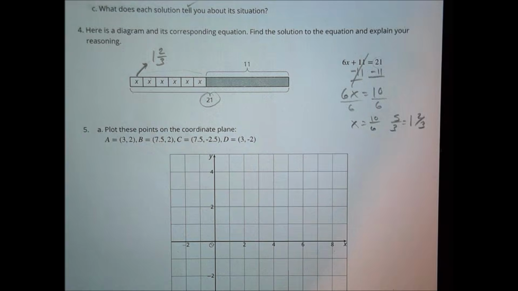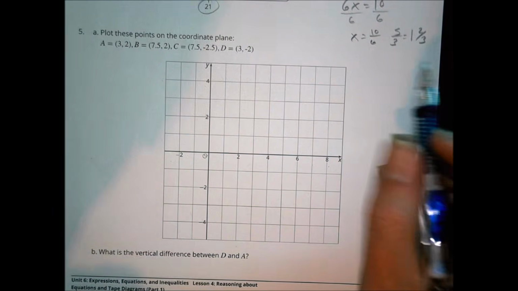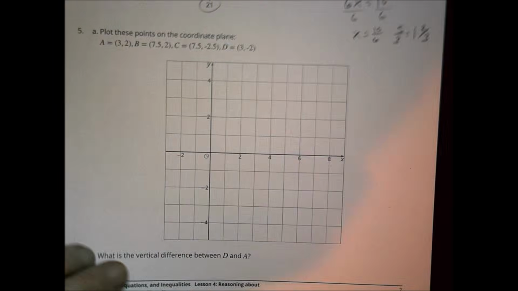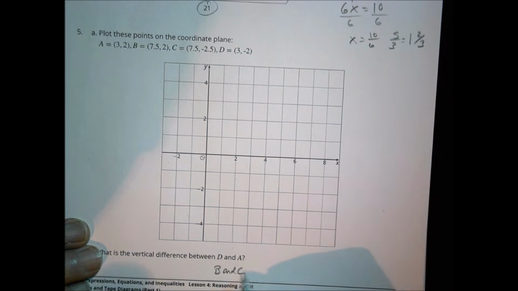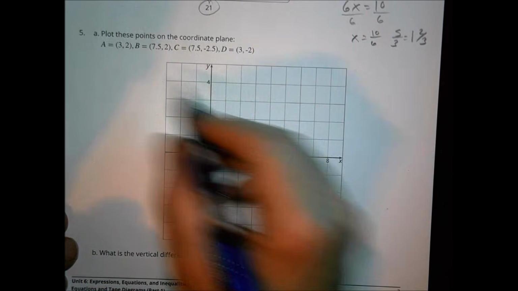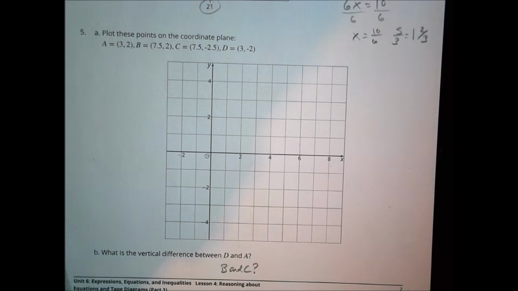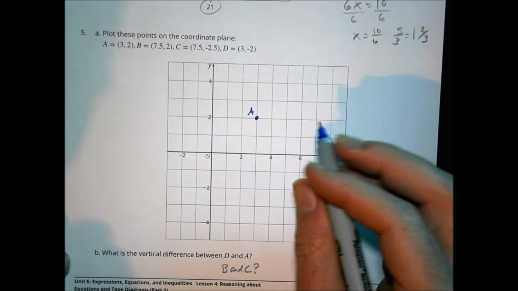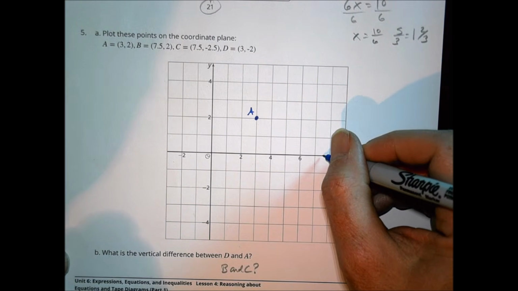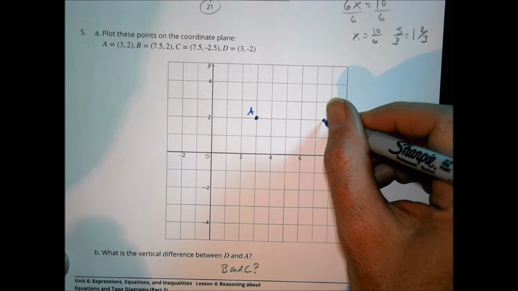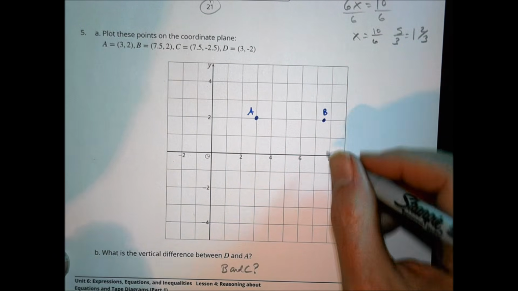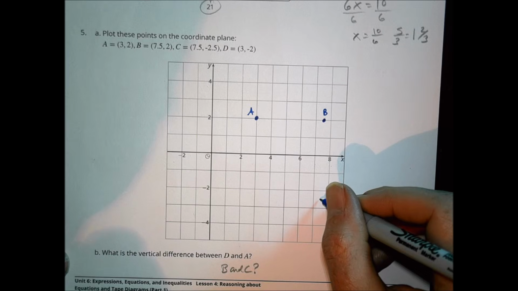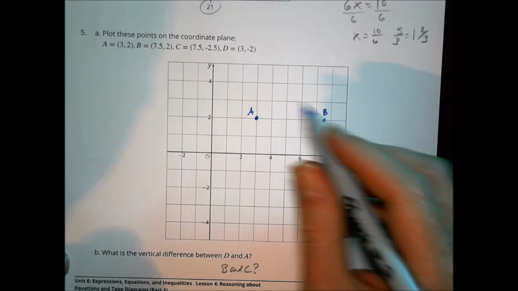And finally, number 5, we're going to plot these points, and then we're going to see the vertical distance between D and A, as well as, I believe, the distance between B and C. Yep. All right, so let's plot them out here. A is at 3, 2, and so I'll get my marker out here. So we have 3, 2, that's where A is at, and then we have 7.5, so about here, and 2 for B, and I have 7.5 and negative 2.5, so that's going to be here for C, and D is at 3, negative 2, right there.